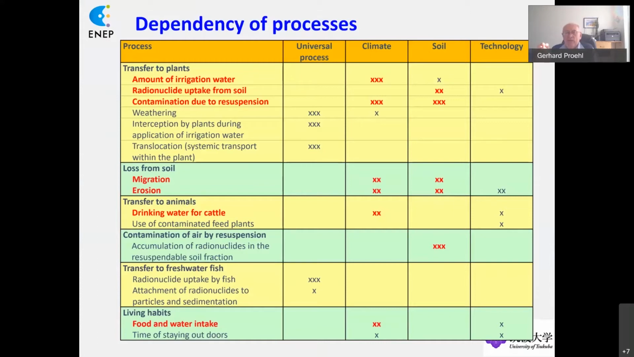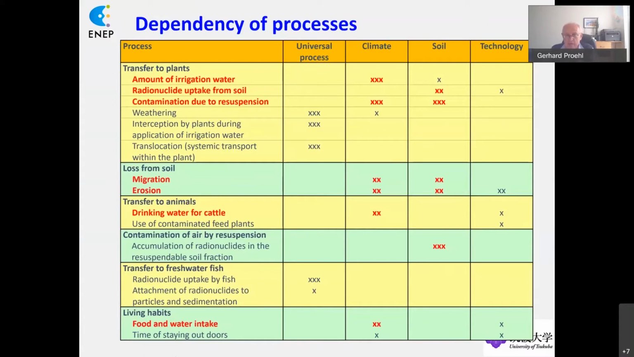We want to answer the question, what might be the impact of climate or future soil conditions? And of course, this is the amount of irrigation water, radionuclide uptake from soil, and the contamination due to resuspension. With regard to loss of soil, migration and erosion are also influenced by climate conditions and by soil conditions. And so is the contamination of air by resuspension, and the contamination and also the living habits, food and water intake is to some extent influenced by climate.